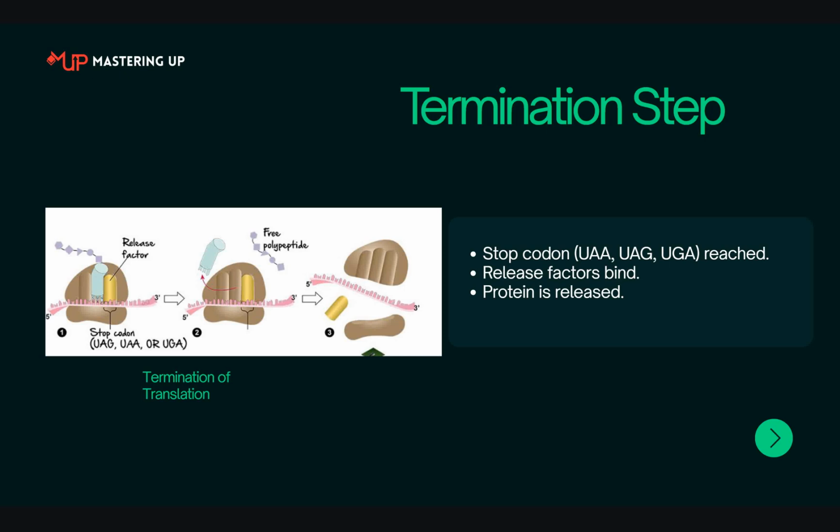In the illustration, you can see the release factor on the stop codon, and then it will release the empty tRNA, and then the free polypeptide, which is the protein, is released, and then the translation complex is dispersed. So this is how the termination step takes place.